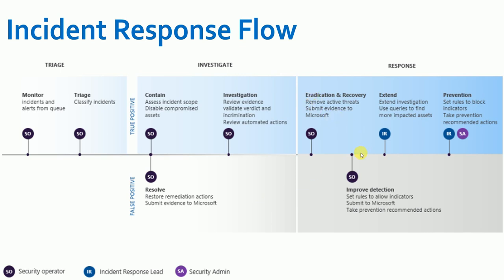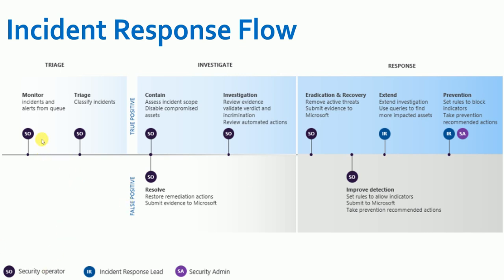Now, this is for the recovery. So remove the active threats, submit the evidence to Microsoft. Once it is a false positive and submitted to Microsoft, then the response will be, if you go for the recovery, remove the active threats, submit evidence to Microsoft, extend investigation, use the queue to find more impacted assets, and then the prevention. So set the rule to block indicators, take prevention recommendation actions, and here is improve the detection. That will be done automatically inside your Microsoft 365 Defender tool.